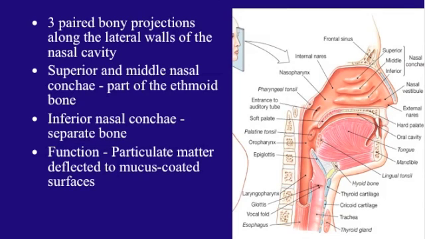So the nasal conchae. There are three paired bony projections along the lateral walls of the nasal cavity. Try to feel them right here. Superior and middle nasal conchae, part of the ethmoid bone. Inferior nasal conchae, separate bone. Function: particulate matter is deflected to mucus-coated surfaces.